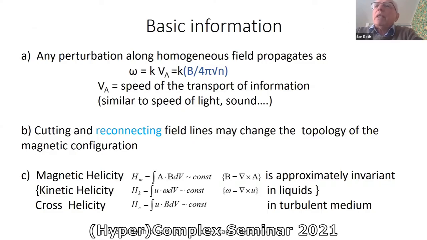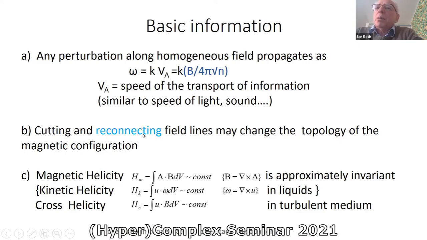And one viewgraph for the basic information about this aspect of interaction between plasma and magnetic field: any perturbation along a homogeneous field, and even more than that, moves with the so-called Alfvén speed. This is the speed of transport of information, which is essentially similar to the speed of light, or to sound in a regular medium, whatever information is transported. So magnetized plasma transports information with the Alfvén speed, and the ratio between the Alfvén speed and the speed of any beams or any entity is a crucial part of the analysis.